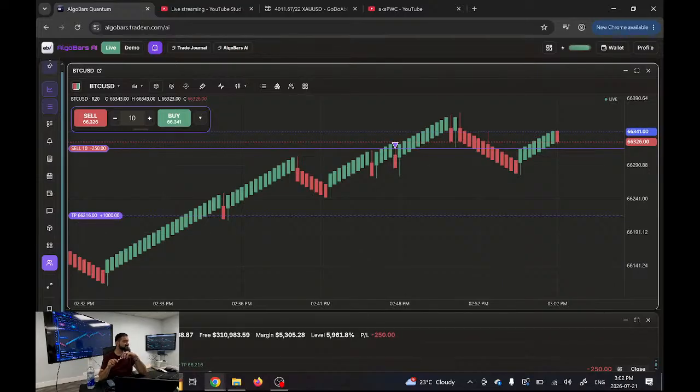Now, Culture is asking, do you recommend any indicators to add to the range bars for more confluence? Yeah, so Culture, actually that's a really good question.